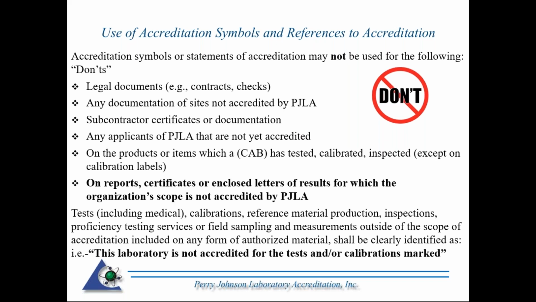On report certificates or enclosed letters of results for which the organization scope is not accredited by PJLA. So sort of like that example I gave with the place that was accredited just to do pipettes. They also do balances not on their scope. They cannot produce reports for the balance where they mention accreditation or use the symbol.